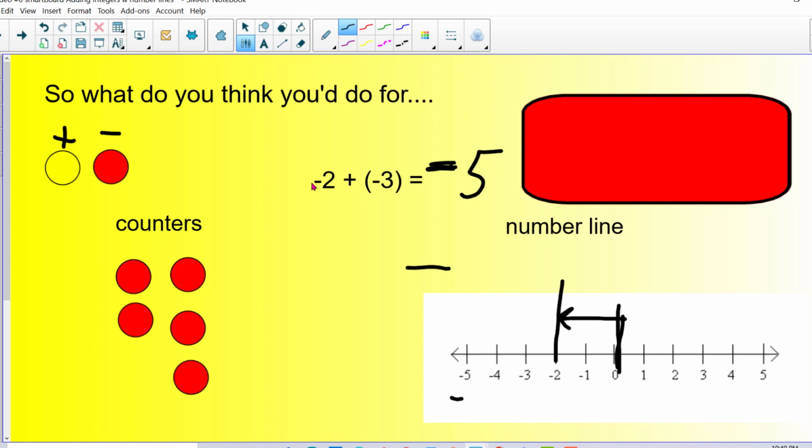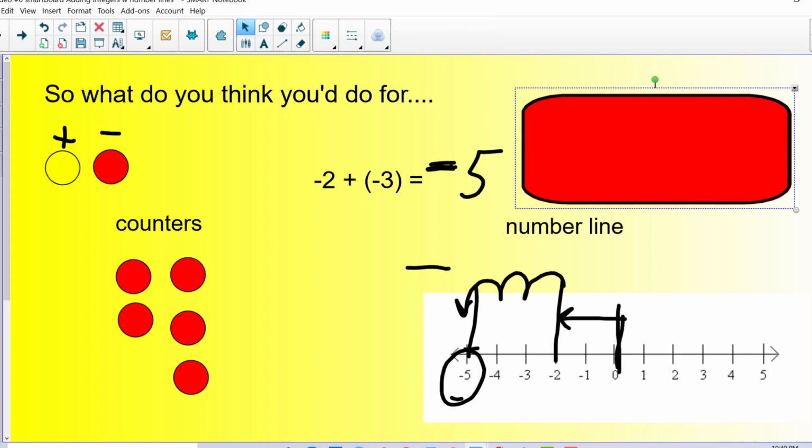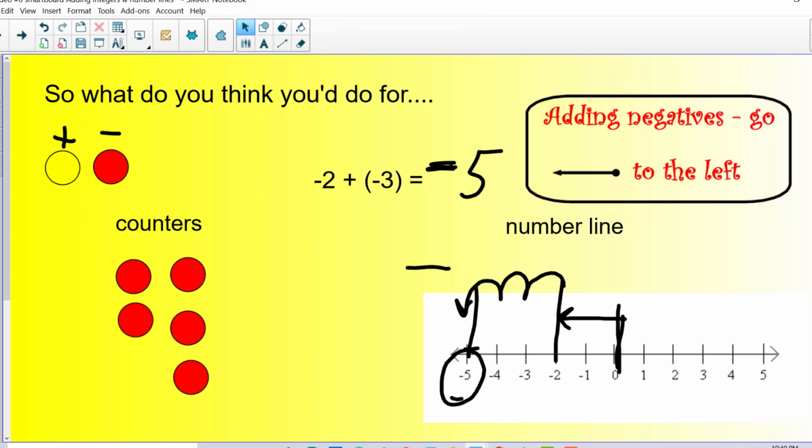We're adding more debt, so we're becoming more and more negative. So we start here at our negative 2, and then we're going to jump 3 spaces to the left, towards the negative. 1, 2, 3. And where do we land? Right here at negative 5, just like it confirms what we did with the counters. All right? So again, when you are adding negatives, you're going to go to the left on the number line.